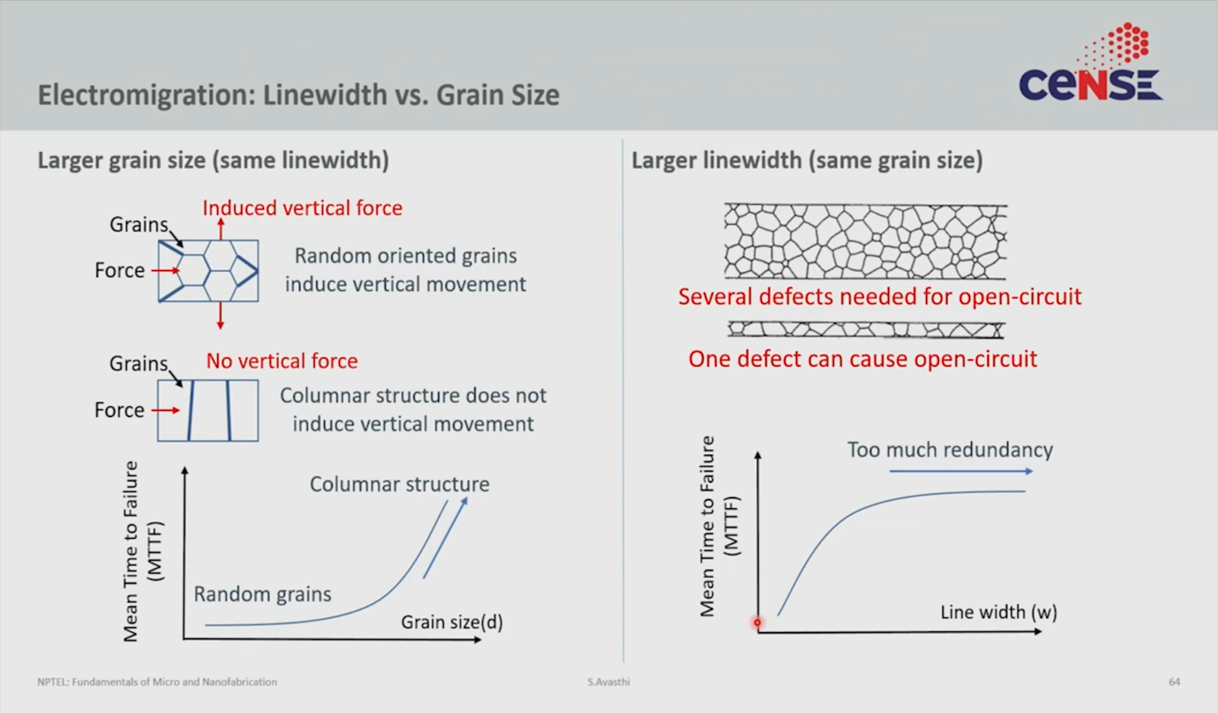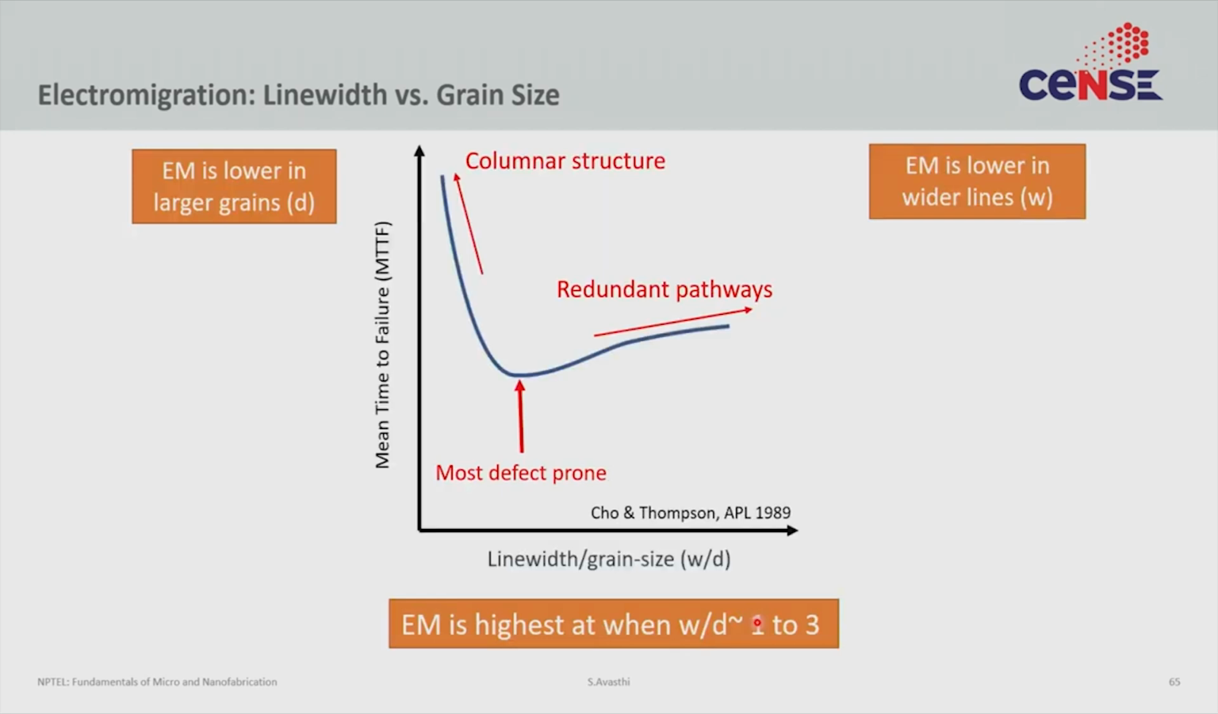If you combine both of these effects in one graph, oh, my animation is a little off, it actually looks something like this. So if you were to plot the mean time to failure as a function of line width normalized with grain size, so we are plotting the fraction of line width by grain size, this tells you how large your line width is compared to the grain size. If you were to plot that, you would actually see a U-shaped curve.